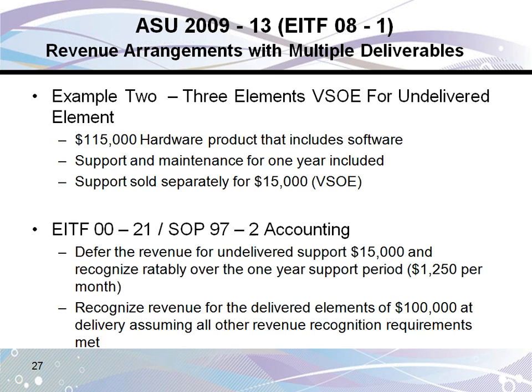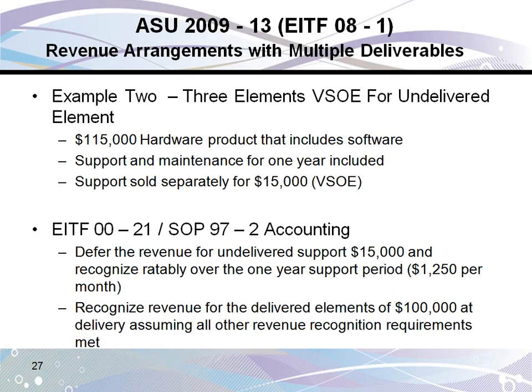So we've got a $115,000 transaction that includes hardware, software, and support. And we do have VSOE for our undelivered element, in this case, the support and maintenance. So at the delivery of the hardware and software, we'd be able to recognize the delivered element, and we defer the full value using VSOE of the support and maintenance. So we would defer $15,000, and we'd recognize that ratably over the 1 year support period at $1,250 per month.